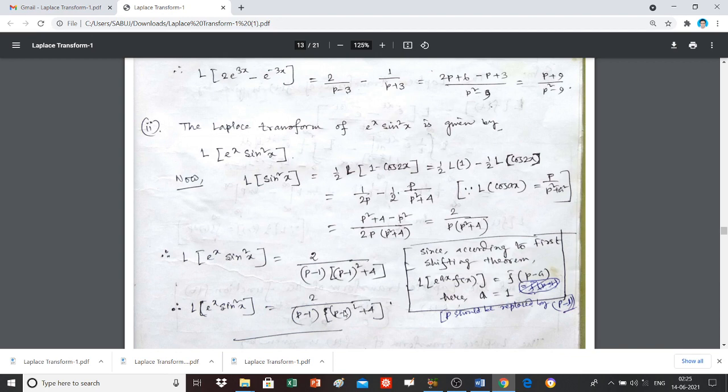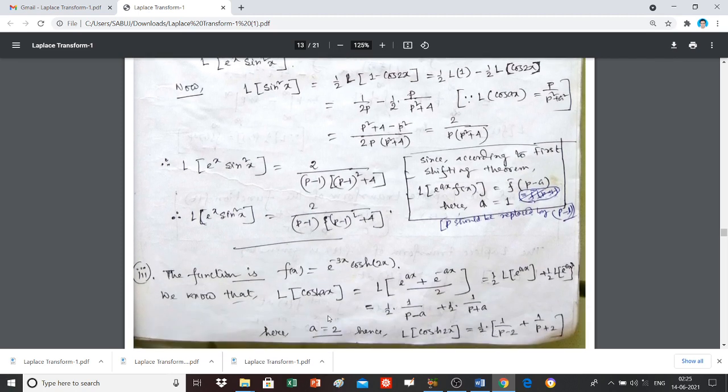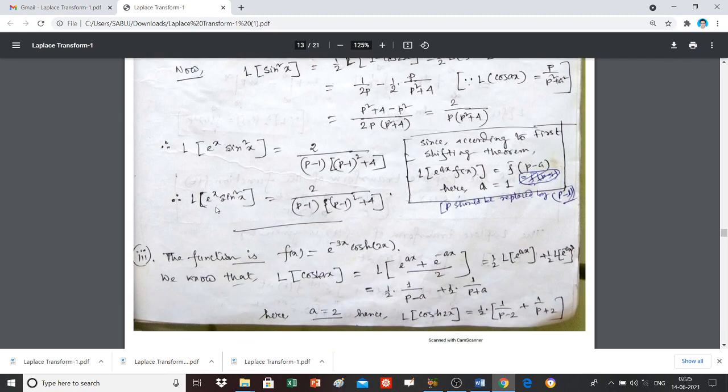The rest parts are here. This is multiplication, so no problem, this is the result. Therefore you can write the Laplace transform of e to the power x sine square x is equal to this. This is the result.